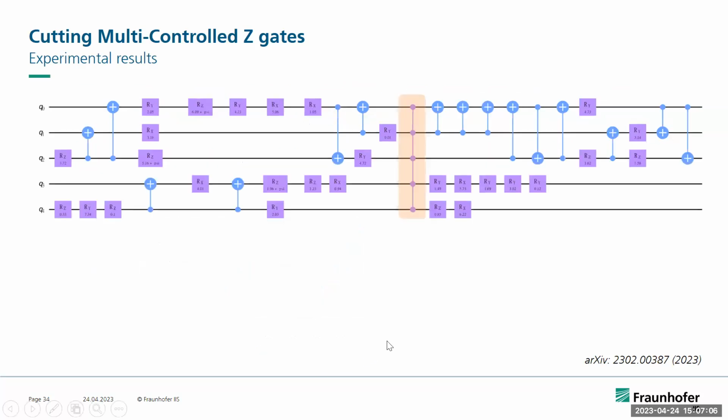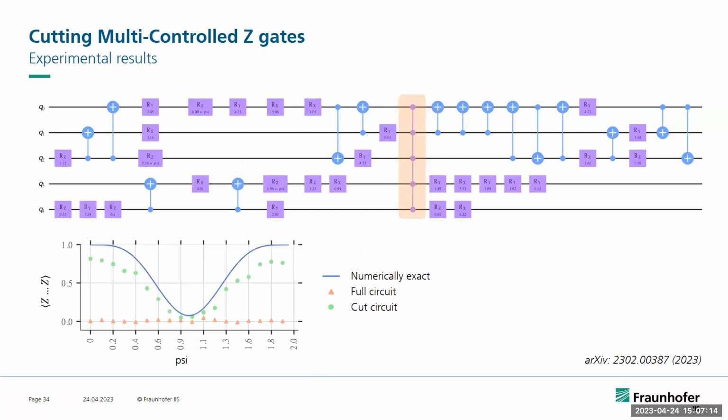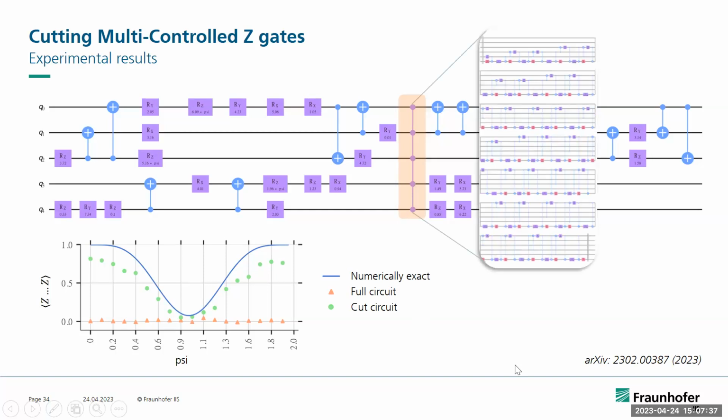But this effect becomes much more pronounced when you go to, for example, a 5-qubit control gate, because in this case, the full circuit produces just random 0 results without information, while the results from the cut circuits still, at least qualitatively, match the numerical exact result. And the reason for that is that if you compile a 5-qubit multi-control set gate to superconducting hardware with CNOT gates as native gates, then you need many CNOT gates.